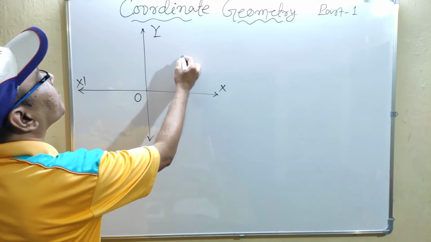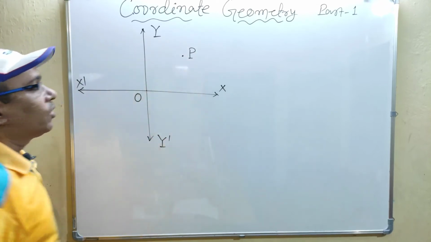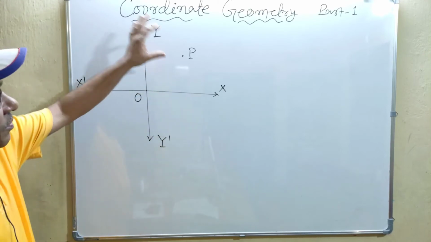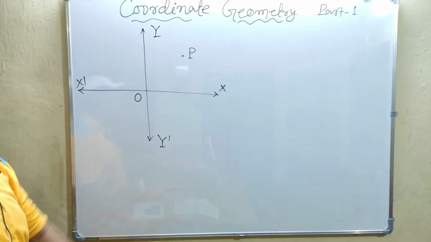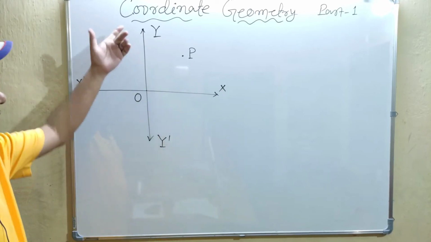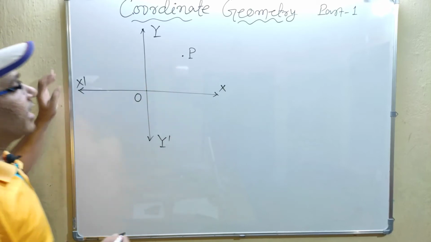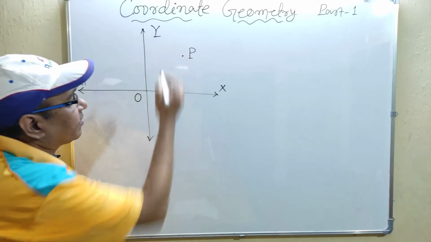So suppose here is a point P. We want to locate this point. We want to find its location. Where is this point? We find the position of this point with respect to these 2 perpendicular lines called coordinate axis. इस coordinate axis के respect में हम लोग पता करेंगे कि ये point कहाँ है. तो ये point कहाँ है, इसको पता करने के लिए इसका distance लेंगे from x axis.